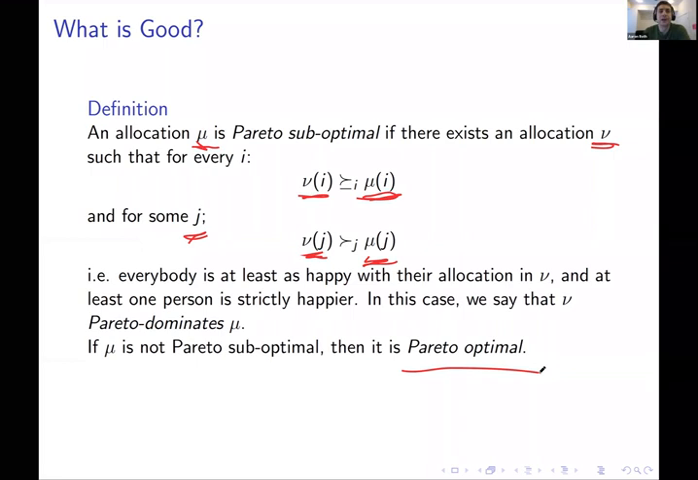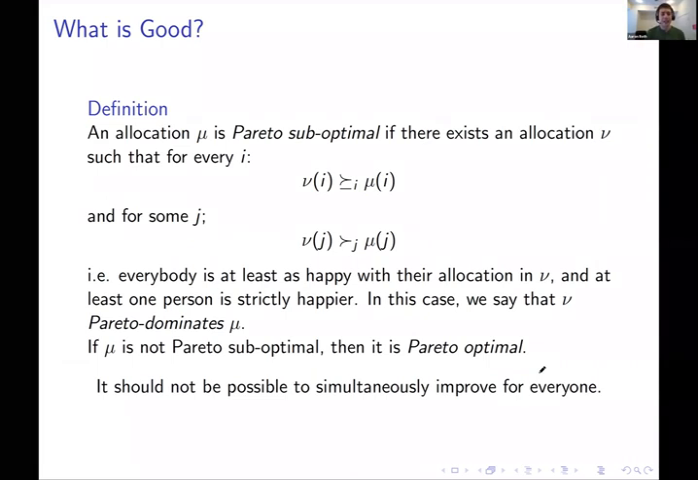Our sort of weak definition of what a good allocation is, is to just output something that is Pareto optimal, something that's not really bad, something that at least is not possible to simultaneously improve on for everyone. If we're at some Pareto optimal allocation, it might be that I personally would prefer some other allocation, but I'm not going to get consensus on that, because if we move to some other allocation, there's got to be someone else who's strictly worse off. Does that make sense?